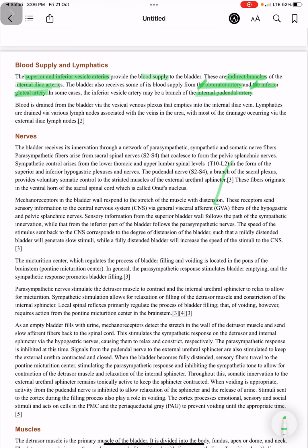Blood is drained from the bladder via the vesical venous plexus, which drains into the internal iliac vein. Lymphatics are drained via various lymph nodes associated with the veins in the area, with most of the drainage occurring via the external iliac lymph nodes.